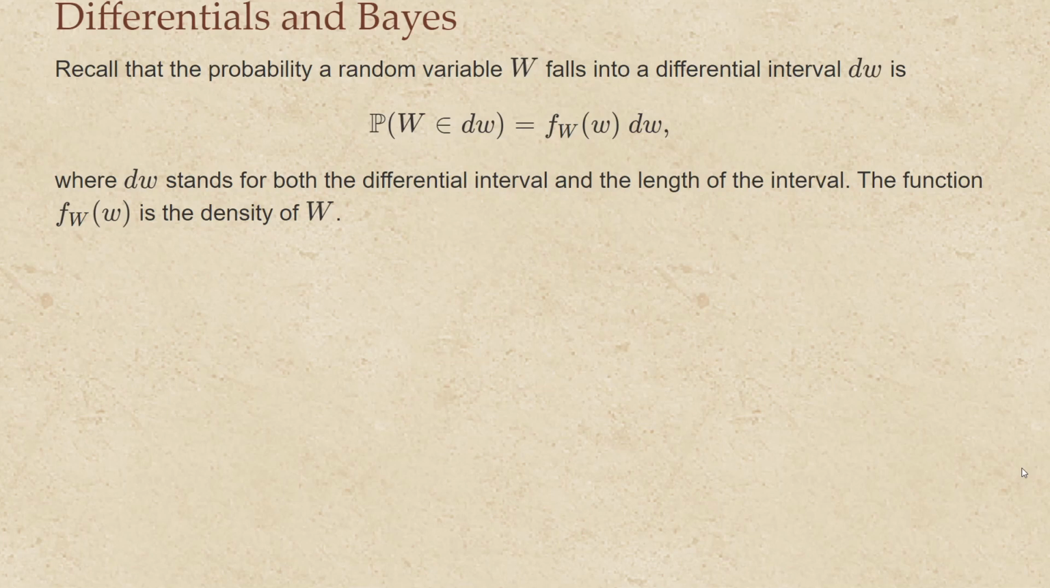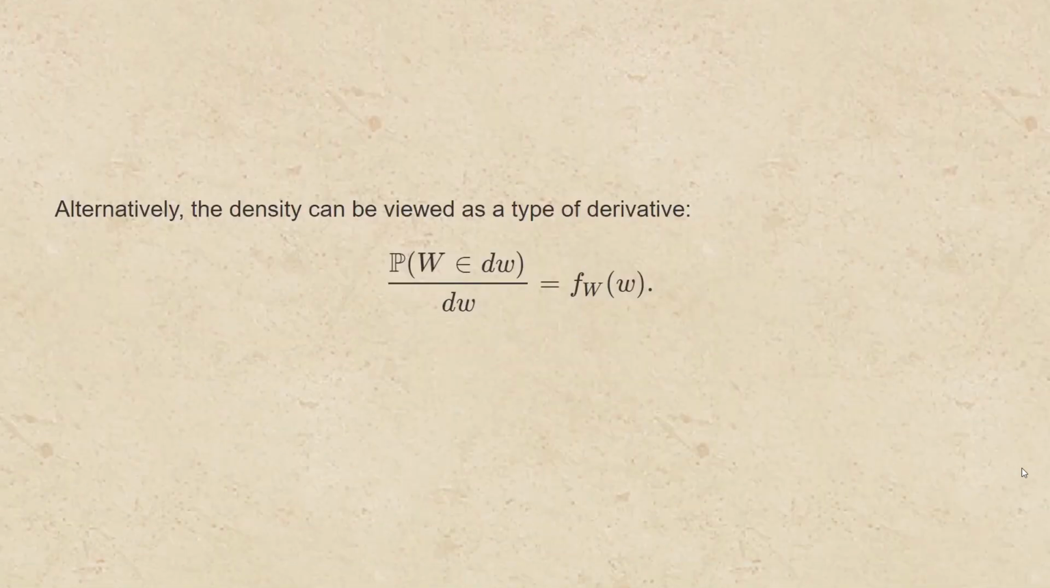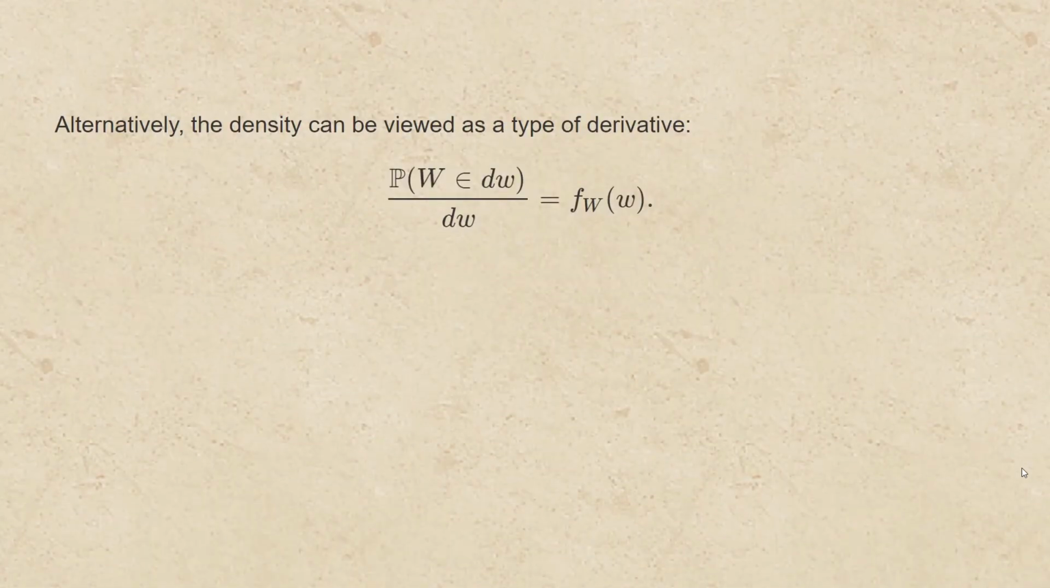Recall that the probability a random variable W falls into a differential interval dW is the probability W is in dW equals the density of W at little w dW. Here dW stands for both the differential interval and the length of the interval. The function f sub W is the density of the random variable W. Alternatively, the density can be viewed as a type of derivative. The probability that W falls in the differential element dW, divided by the width of that element dW, equals the density of big W at little w.